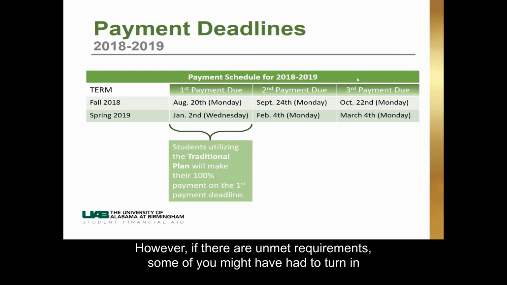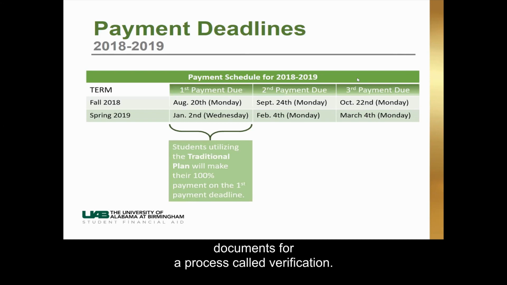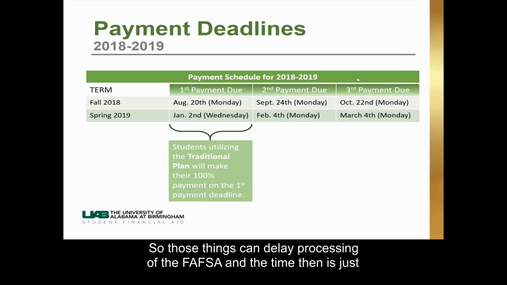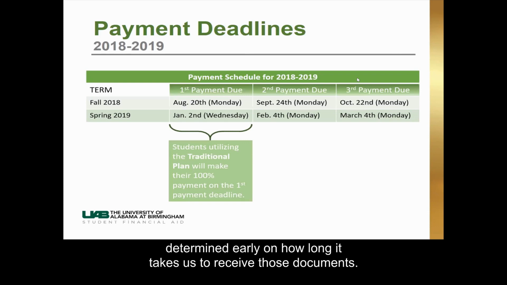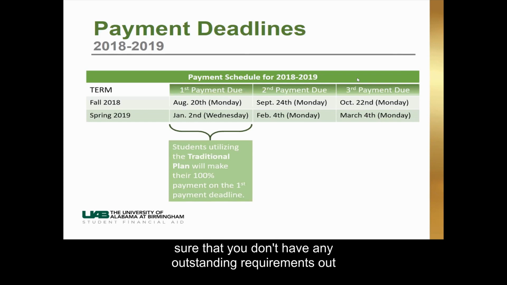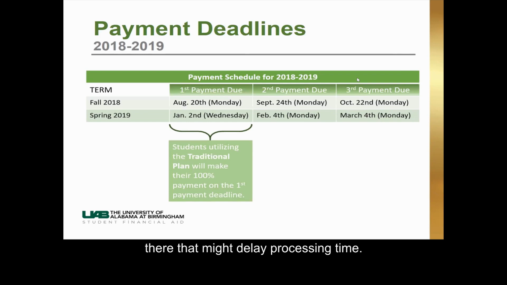However, if there are unmet requirements, some of you might have had to turn in documents for a process called verification. That's a process by which we sometimes ask for extra tax documents. So those things can delay processing of the FAFSA. And the time then is determined purely by how long it takes us to receive those documents. So it's important to be checking BlazerNet to make sure that you don't have any outstanding requirements out there that might delay processing time.